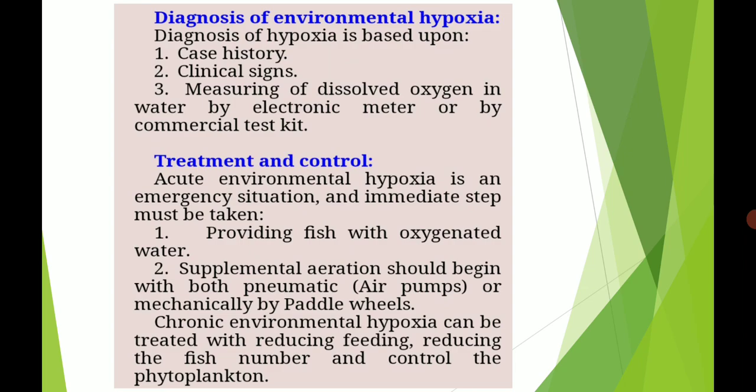Acute environmental hypoxia is an emergency situation and immediate steps must be taken. Provide fish with oxygenated water and supplemental aeration, which should begin with either pneumatic air pumps or mechanical paddle wheels. Chronic environmental hypoxia can be treated by reducing feeding, reducing the fish number, and controlling the phytoplankton.